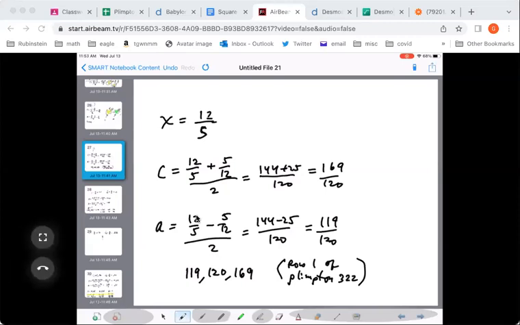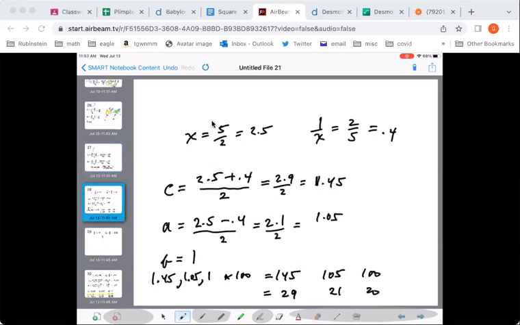So how did they pick good x values? Why was 12 over 5 a good x value? Well, look at what happens. What if instead of using fractions, I used decimals? Remember the 20, 21, 29 one that I did? Let's just imagine I did that. I wanted to do decimals because I had a calculator. And I did 5 over 2, which is 2.5. And 1 over x is 2 over 5, which is 0.4. And I plug that in. I would get 1.45, 1.05.